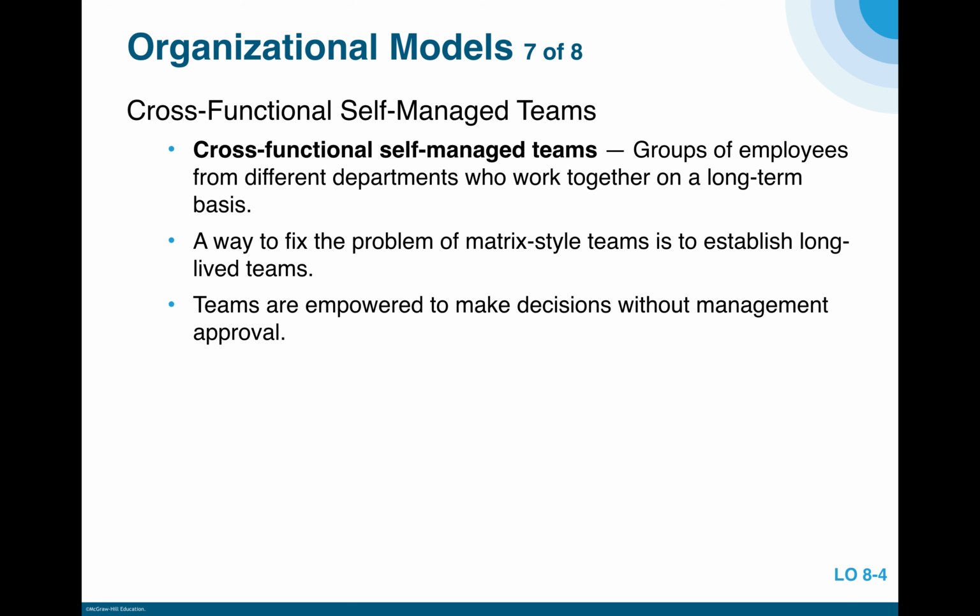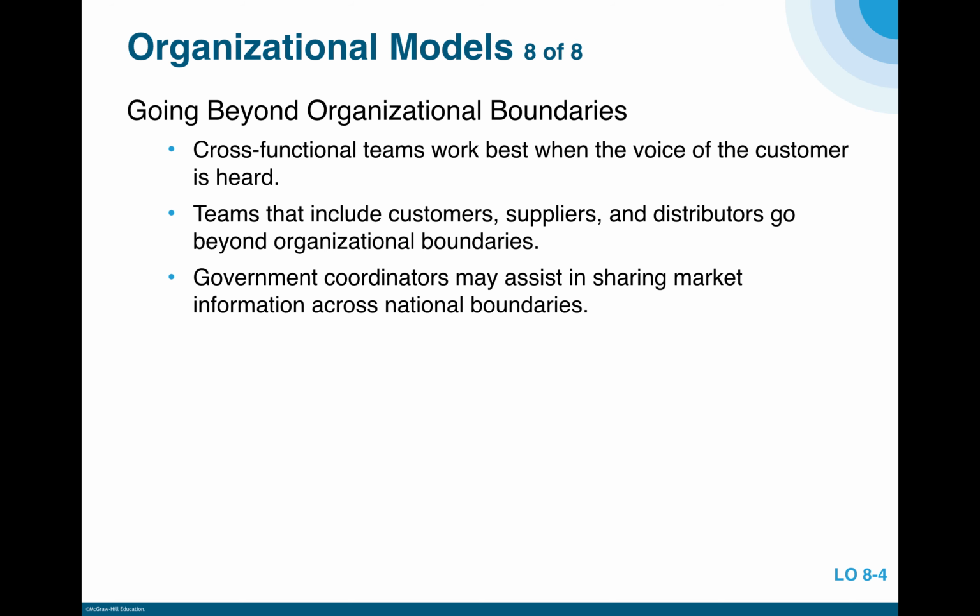And we've got cross-functional self-managed teams. These are just groups of employees from different departments who work together on a long-term basis. A way to fix the problem of matrix-style teams is to establish long-lived teams. Teams are empowered to make decisions without management approval. And then going beyond the organizational boundaries, cross-functional teams work best when the voice of the customer is heard. So just being customer-oriented and worrying about how you can please the customer as best as possible. Teams that include customers, suppliers, and distributors go beyond organizational boundaries, and government coordinators may assist in sharing market information across national boundaries.